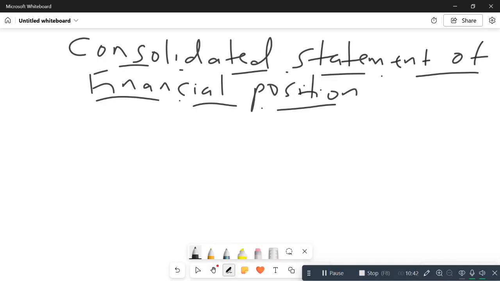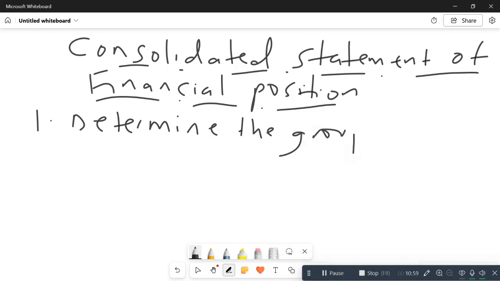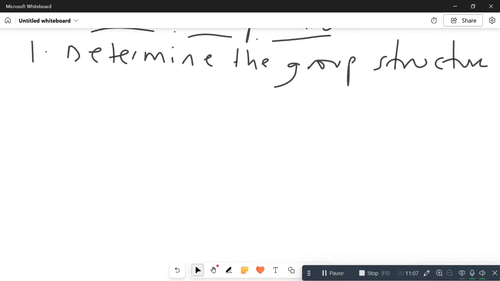We are going to start with step 1. Step 1, determine the group structure and acquisition date. How to determine the group structure? We shall check our question.